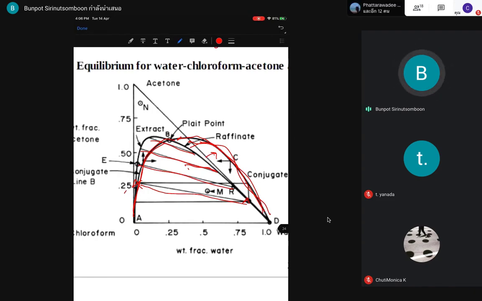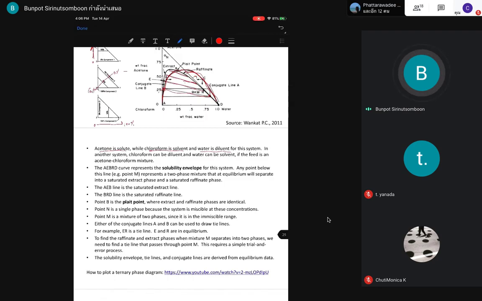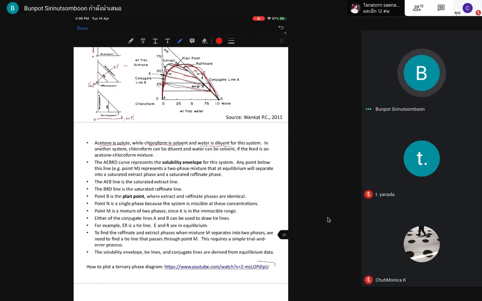Okay, I really recommend you look at this YouTube link here. It tells you how to plot the ternary phase diagram, like all these solubility envelope and conjugate line and tie lines. You really need to be able to draw these triangular diagrams. Definitely on the exam I'm gonna ask you to draw these lines, so you need to be able to understand it.